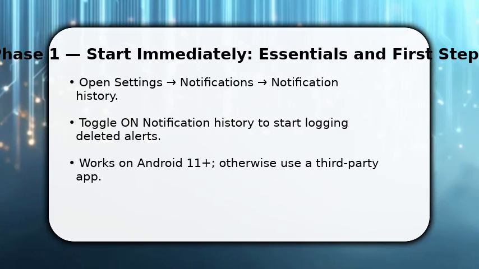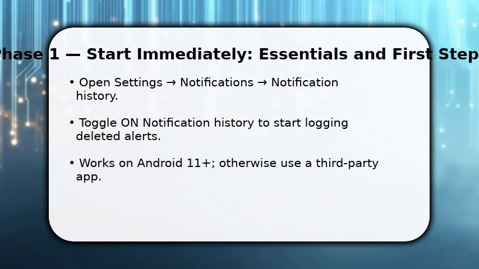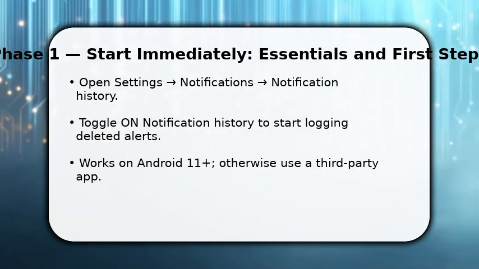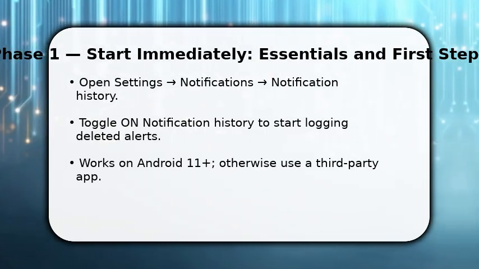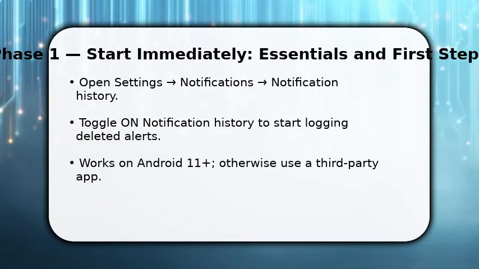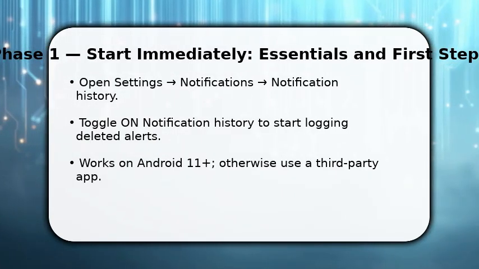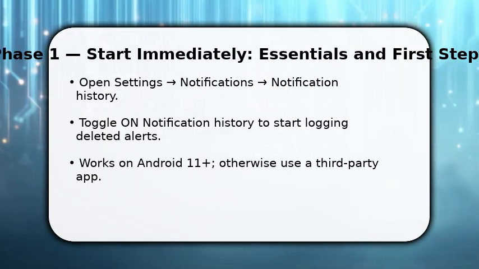Enjoy the video. You'll start by enabling notification history so Android logs alerts you clear. Open Settings, choose Notifications, then Notification History and toggle it on. This captures banners, heads-up, and shade entries after they appear, which means you can recover a cleared notification later.